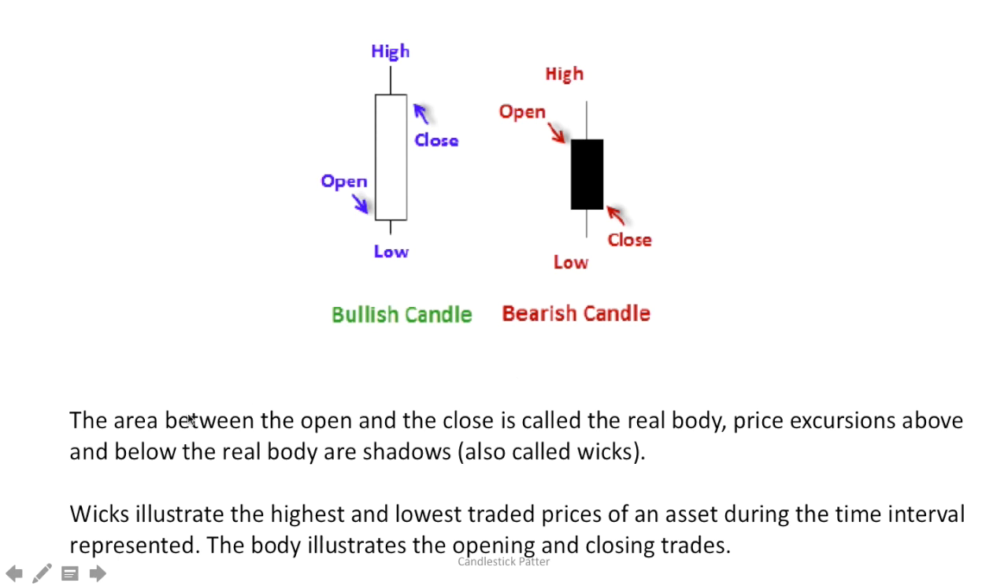So basically we have a bullish and a bearish candle. Now the area between your open and close is called the body. The area between your close and high, and the area between your open and low, is known as the shadow or wicks. So this is your real body, and these are the wicks or shadows. In the same way for a bearish candle, this is your real body, and these are the wicks or shadows. So we can create a candlestick chart on a different time interval.